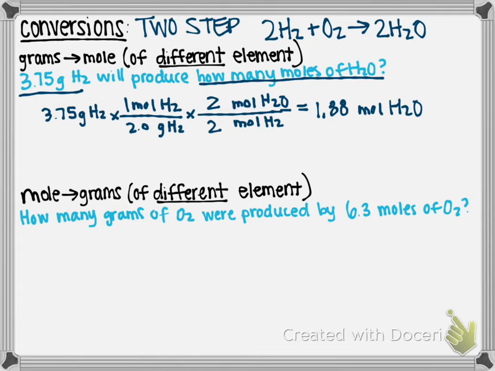If we are going in the other direction, moles to grams, again of a different element, it says how many grams of H2O were produced by 6.3 moles of O2. How many grams? That's what we're trying to get to. So you start by writing what you're given, 6.3 moles of O2.